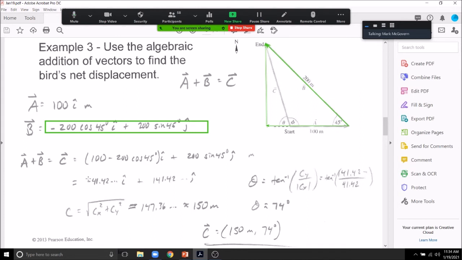Anyway, if I do the Pythagorean theorem on these components, I get the 150 meters that I got from the previous one. And if I do my arctangent, I'm deciding that I'm going to specify the angle as you see here. Okay, that's how I'm going to do that.